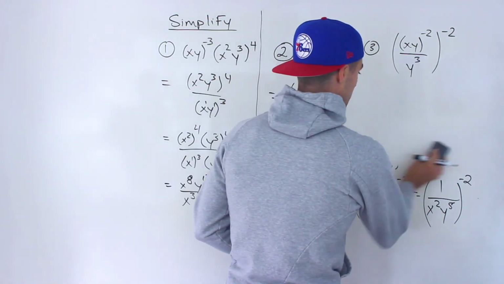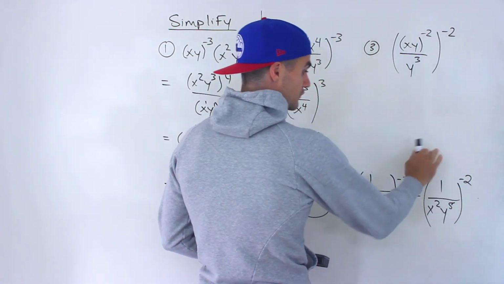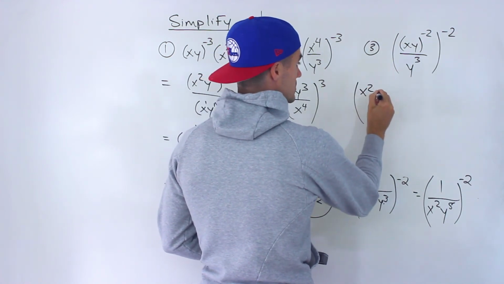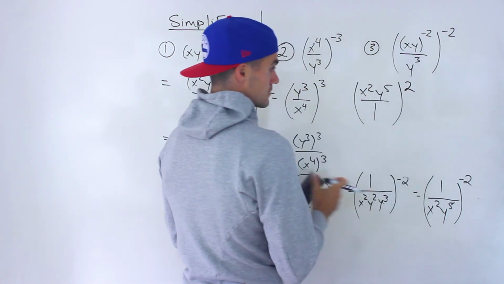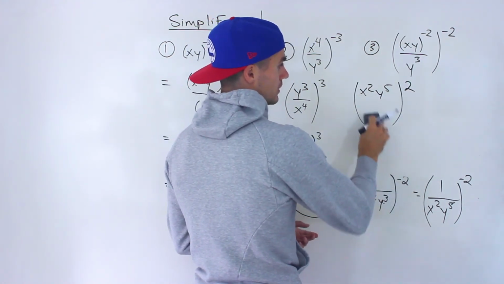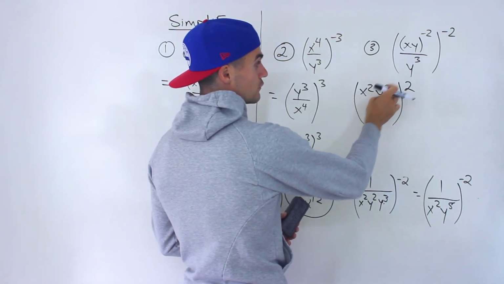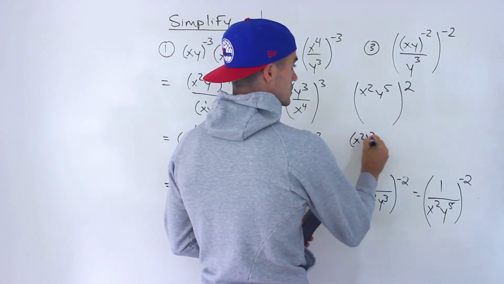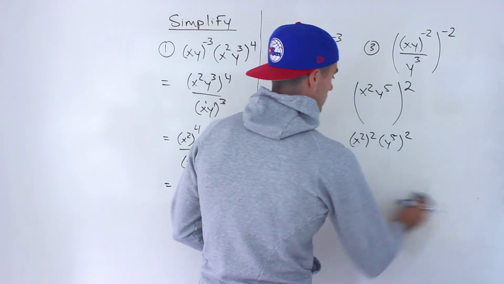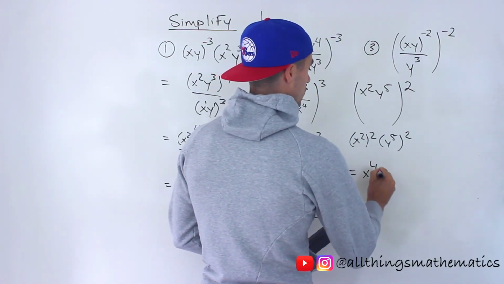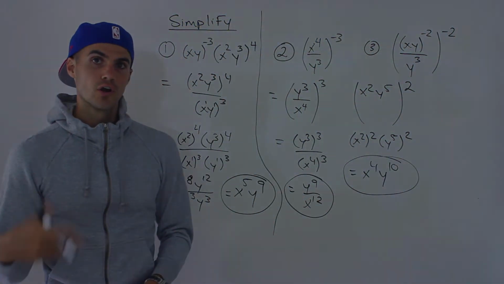And so continuing this, we move to the outside exponent. Since it's a negative, I'm going to flip this fraction. So we'd end up with x to the 2, y to the 5 over 1, all to the power of positive 2. And then this 1 we could ignore, because anything over 1 is just itself. So it ends up being x to the 2, y to the 5, to the power of 2. So we'd have x to the 2 to the 2, y to the 5 to the 2. And then this would end up being x to the 4, y to the 10. So that ends up being the final answer for number 3.